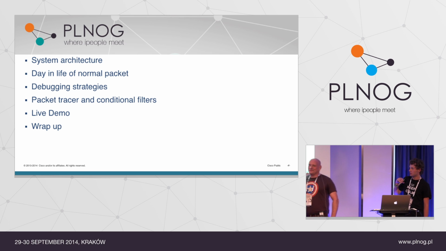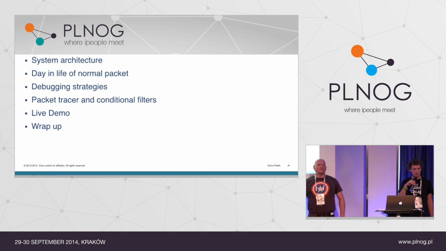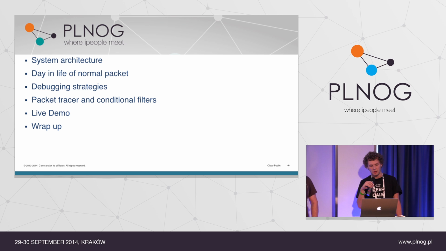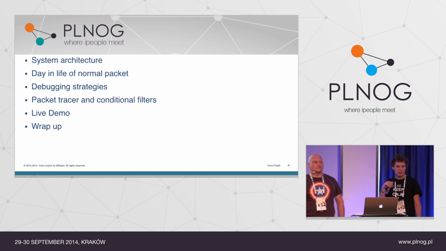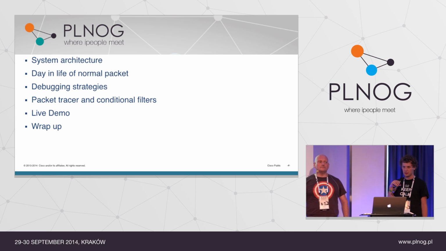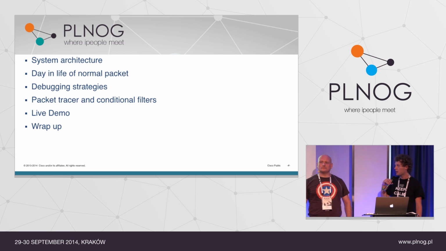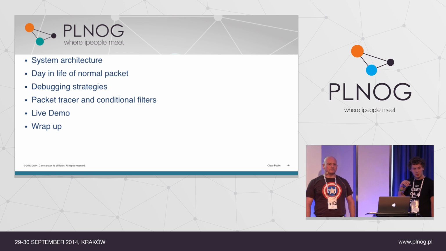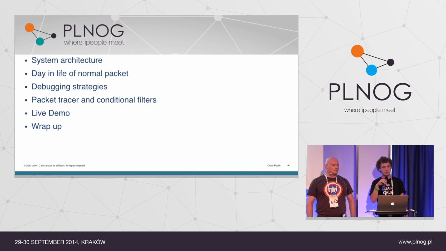So we will split this session into three subcategories. The first one will be the system architecture, and I will show you what the day in the life of a normal packet going through or to the box looks like. Then we will talk about debugging strategies: how can you troubleshoot the box or the traffic that is going through that box? We will show two debugging strategies, and Packet Tracer will be one of them.